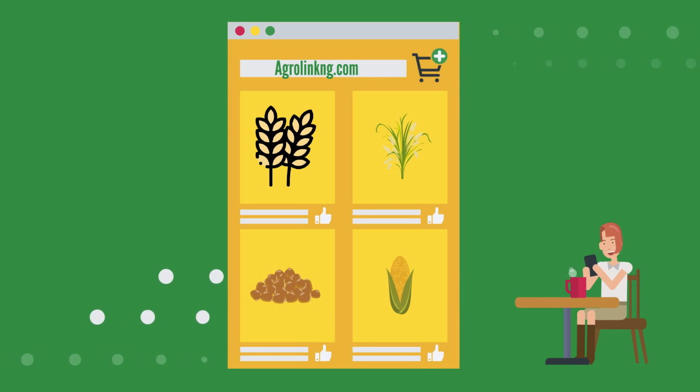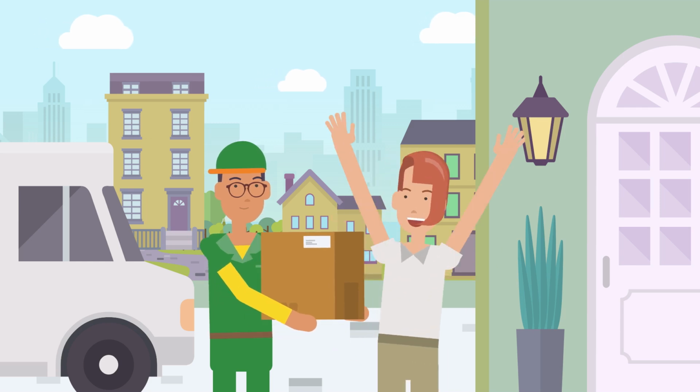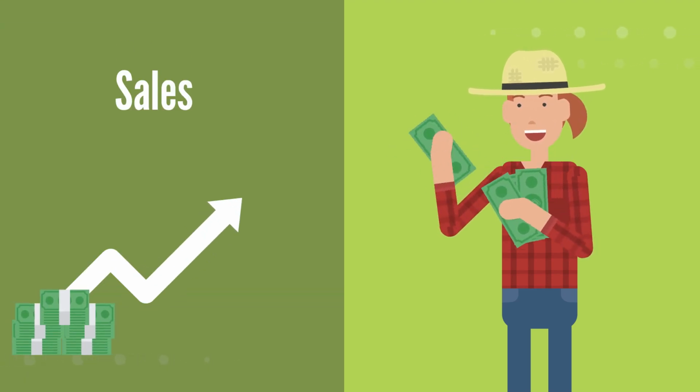Step 6. Connecting with buyers. When a buyer shows interest, a dealmaker will contact you to arrange inspection and delivery. Optimize your sales network with ease.